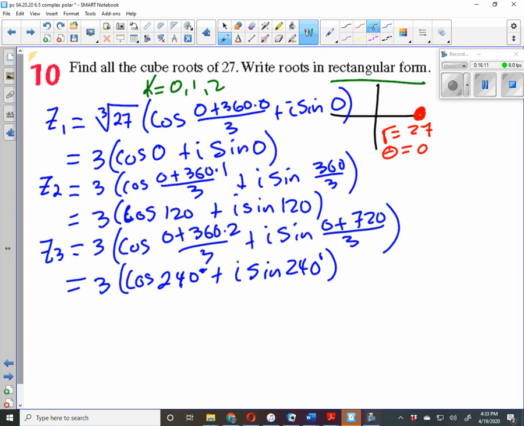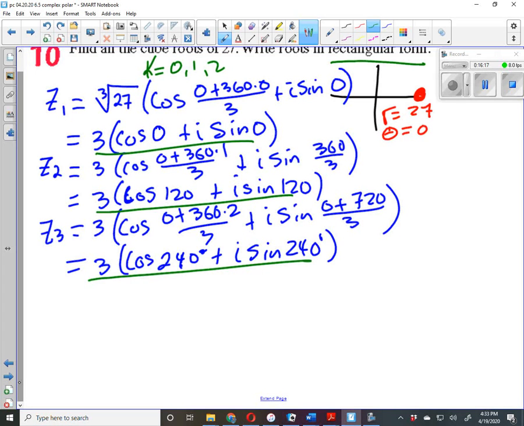All right, now I have 1, 2, 3, and I now have to convert those to rectangular form, right? Now, sometimes if you've got nice angles, you may already know what those are. But let's just go ahead and get some practice at this anyway.